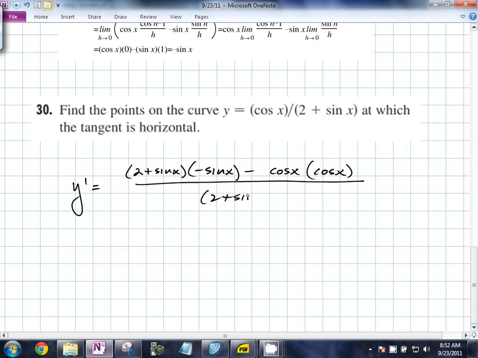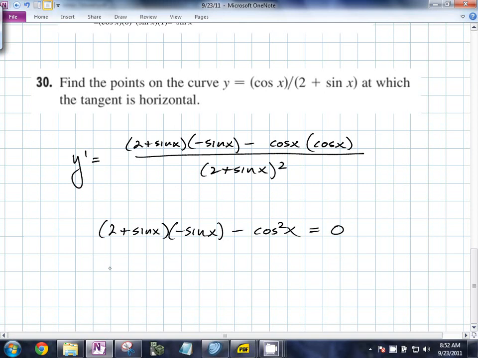Yes. And the only way to make a fraction equal to 0 is when what is 0? The numerator. So you want 2 plus sine x times negative sine x minus cosine squared x to be equal to what? 0. So you want 2 minus sine squared x minus what? Oh, there's a 2 in there.